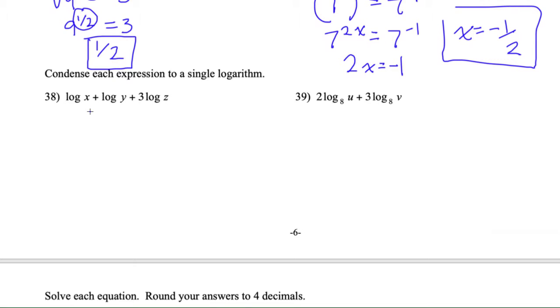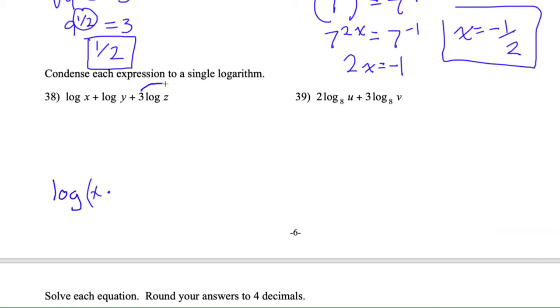We're on number 38. I want to add all of these, and I can start doing it down here. I'm going to skip some space. Log base 10. If there's no base, you assume it's base 10. Log of x times, all in the parentheses, times y, and the problem here is I can't do z because it says 3 of those. So I have to do something here before I continue.